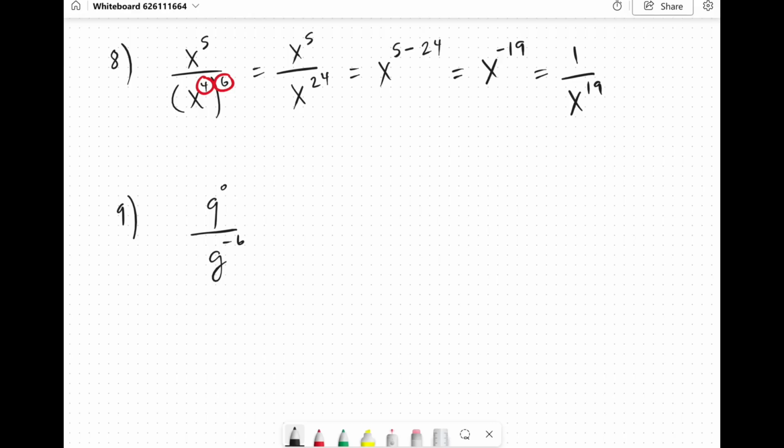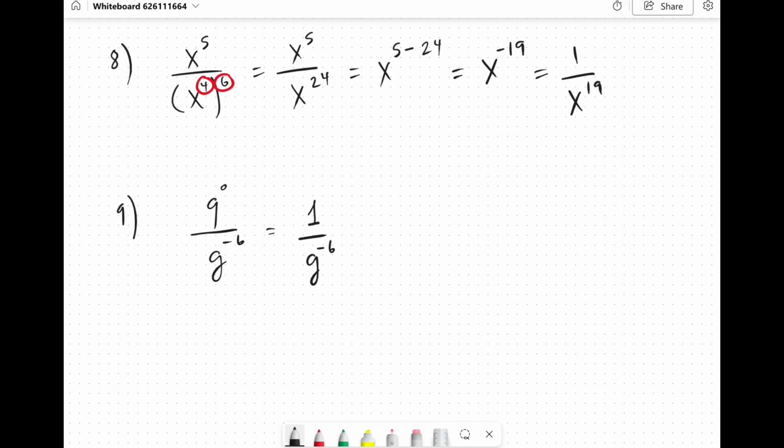Here's my final example. 9 to the power of 0 over g to the power of negative 6. Keep in mind that 9, or anything for that matter, to the power of 0 will turn into a regular number 1. It has no exponents, so whatever is impacted by the power of 0 becomes a 1. Now, I'll keep the g to the power of negative 6 here for now. G to the power of negative 6 needs to become g to the power of positive 6.